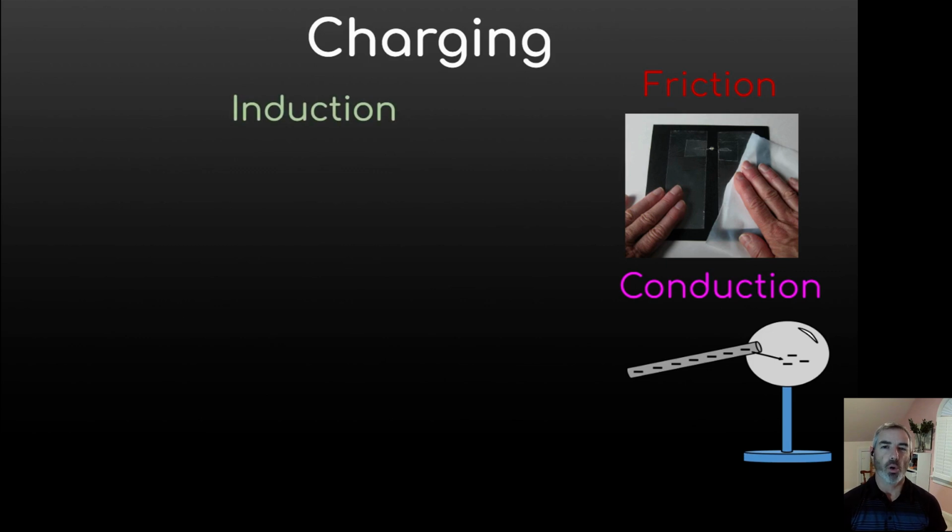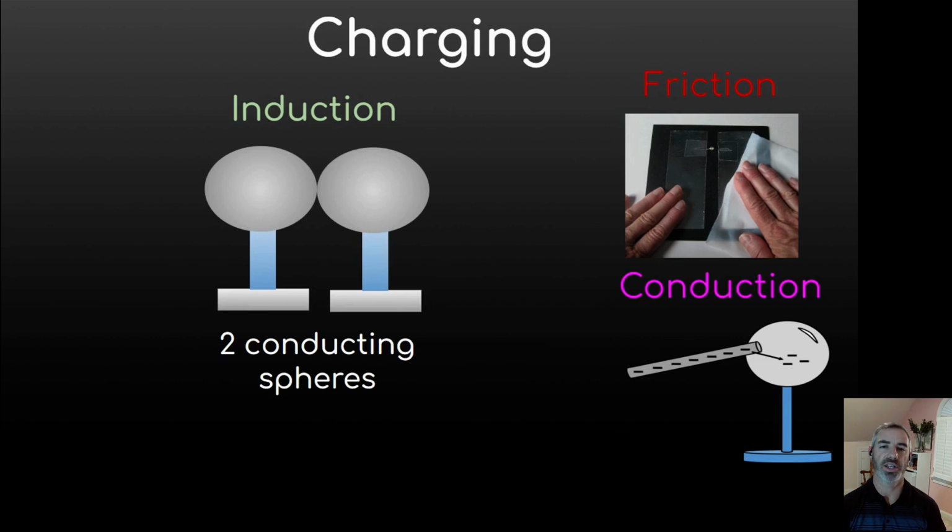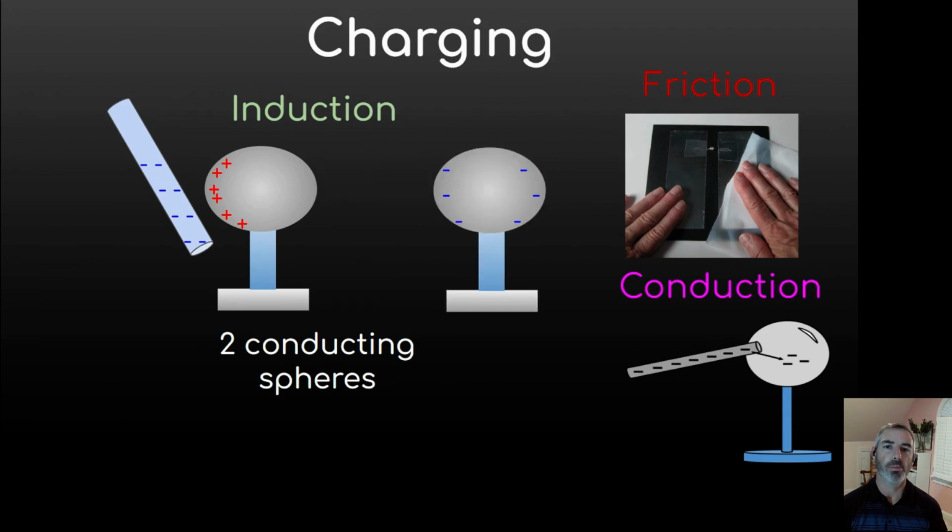Now, induction is more of a process in terms of charging. So we have two conducting spheres that are in contact with each other. The first step to charging by induction is to bring a charged object close to those two conducting spheres. And you can see the distribution of the net charge. Those negative charges are going to be pushed to the sphere furthest from the negatively charged rod, which then leaves the surface closest to the rod positive. That's step one. Step two is to remove the back sphere.